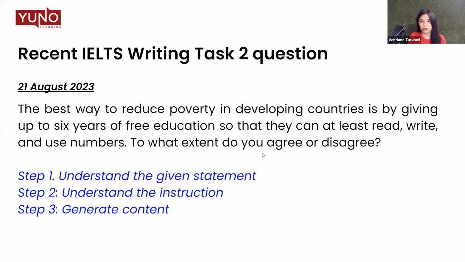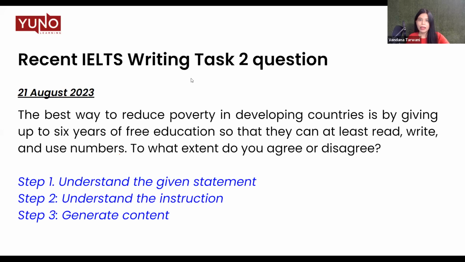Discuss in detail today. Now, this question here, it appeared on 21st August 2023. Let's read it. It says the best way to reduce poverty in developing countries is by giving up to 6 years of free education so that they can at least read, write, and use numbers. To what extent do you agree or disagree?